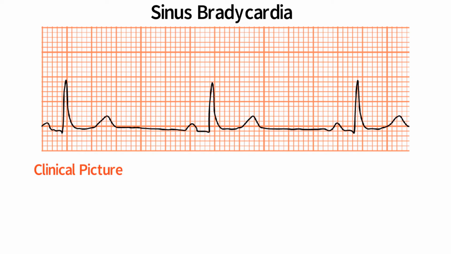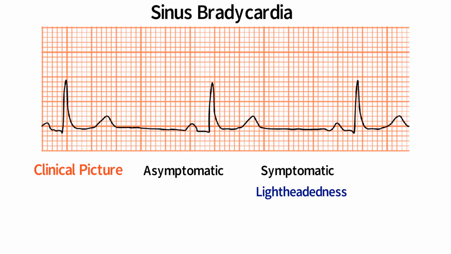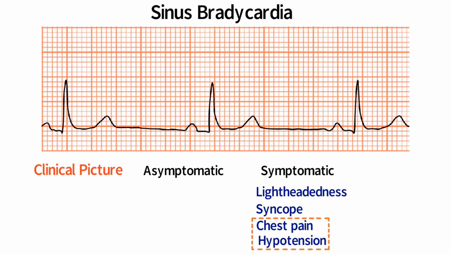So the clinical picture of this patient can be either asymptomatic or symptomatic. And if he is symptomatic, he will be having lightheadedness or syncope, and also he can come with chest pain or hypotension. Chest pain and hypotension is associated with right coronary artery occlusion, or right coronary artery myocardial infarction, because the right coronary artery is supplying the SA node. So it will cause chest pain when the patient is having myocardial infarction.